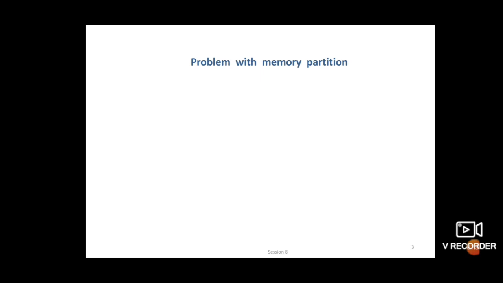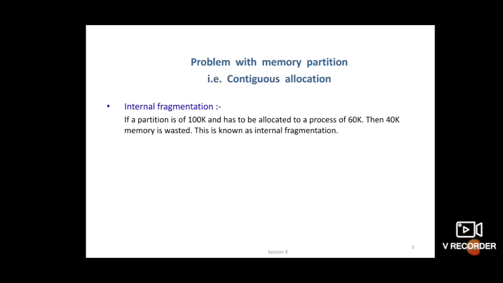what is the problem in the contiguous allocation method? In the contiguous allocation method, there are internal fragmentation and external fragmentation. Fragmentation means wastage of memory space. Internal fragmentation means the fixed partition suffers from internal fragmentation, that is, wastage of memory space within a partition. See here, if a partition of 100K has to be allocated to a process of 60K, then 40K of memory is wasted. This is known as internal fragmentation.